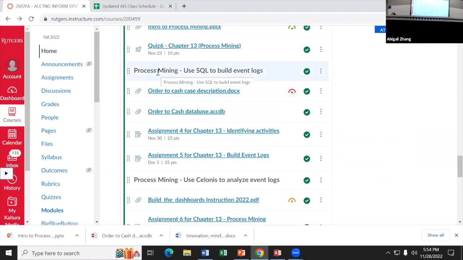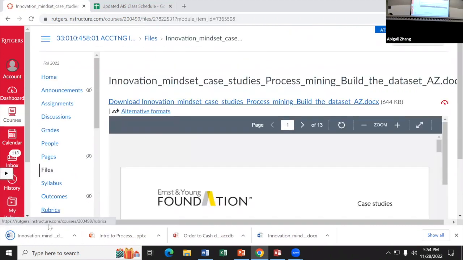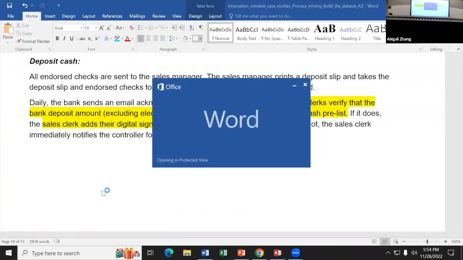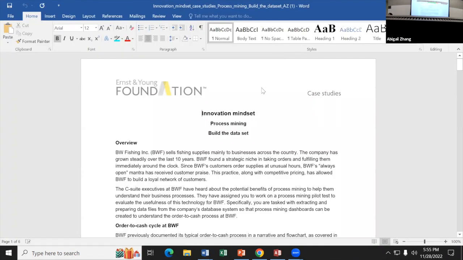So earlier, Yijun distributed the handouts, right? The handouts can also be found on this process mining use SQL to build event log module. If you download this document, you get the same file, right? But I think you may want to take a look at the hard copy version, so I printed out the handouts. This handout contains 14 pages.